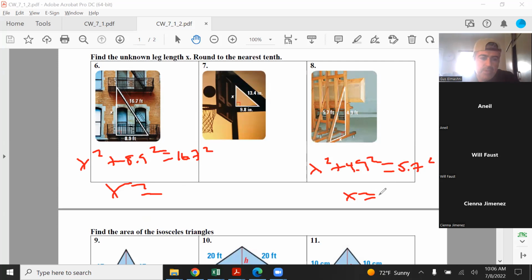16.7 squared minus 8.9 squared. Root it. You get 14.1. 5.7 squared minus 4.9 squared. Root it. You get 2.9. So again, pretty easy stuff. Those are each in feet. Not that hard.